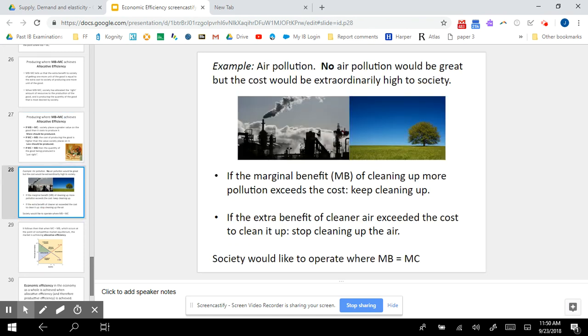So an example is air pollution. The example we did in class was cleaning up the beach. No air pollution would be great, but the cost would be extraordinarily high to society if we had absolutely zero air pollution. If the marginal benefit of cleaning up more pollution exceeds the cost, keep cleaning up the environment. If the extra benefit of cleaner air exceeded the cost to clean it up, stop cleaning up the air. Society would like to operate where marginal benefit equals marginal cost.